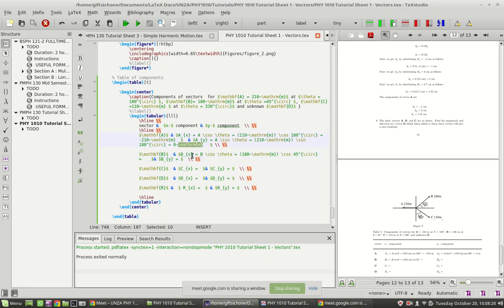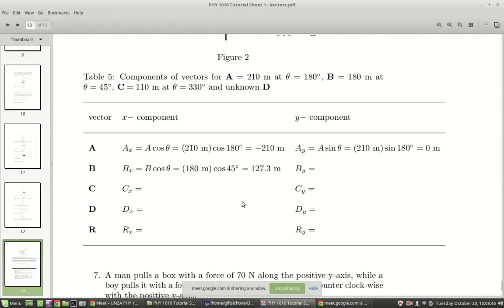How much do you get for that? 136.87? It's 127.3. Which one is correct? 127.3. Is that correct? Can someone else confirm? Yes, it is. Okay.